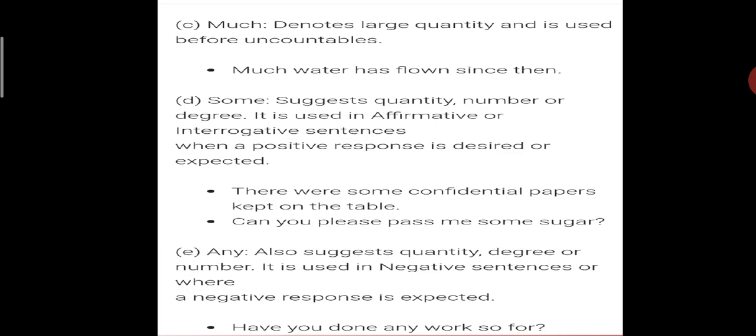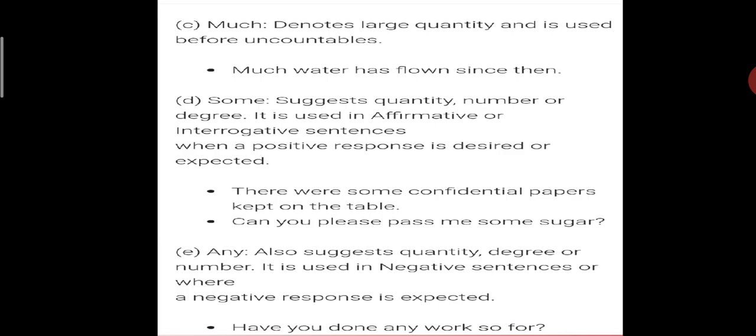Then some suggests quantity, number or degree. It is used with affirmative or interrogative sentences. When a positive response is desired or expected, that time we use some. There were some confidential papers kept on the table. Can you please pass me some sugar?